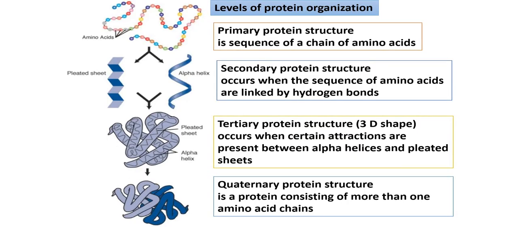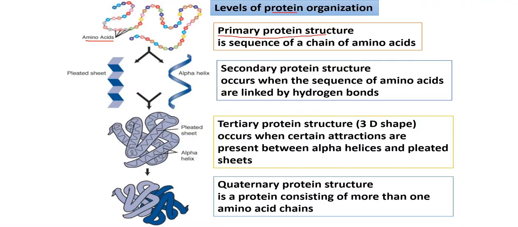Now, the levels of protein organization. First of all, proteins are made up of amino acids, and each one here is shown in a different color. They attach together. Then this is the first level, or primary protein structure. It's just a sequence or chain of amino acids.